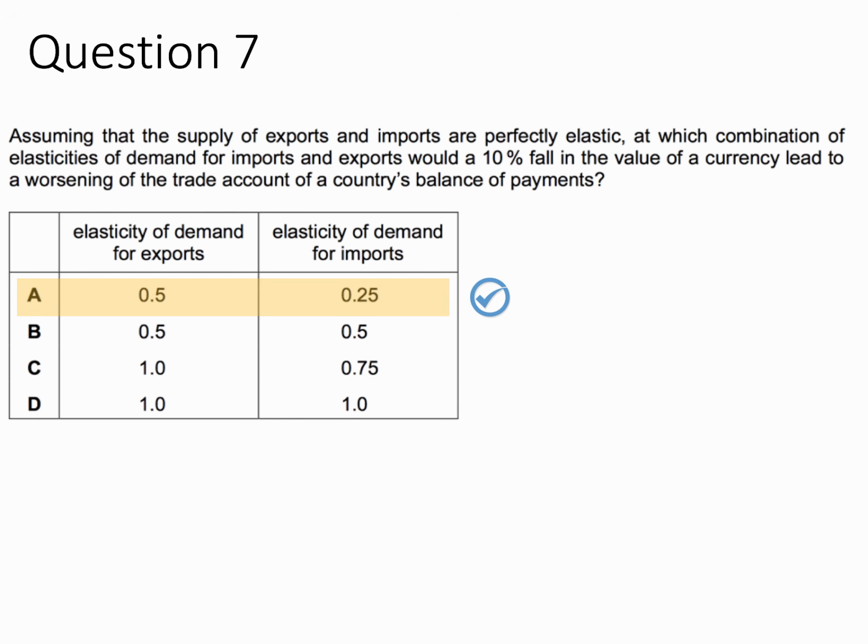This is about something called the Marshall-Lerner condition. And the condition is that a depreciation of the exchange rate will improve the trade balance if the sum of the elasticity of demand for exports and for imports is greater than 1. And of course, or equal to 1. And this A is the only option where the sum is less than 1. It's 0.75. So actually a depreciation, other things being the same, would cause the balance of payments to worsen, partly because we're going to spend a lot more on imports because the elasticity of demand is pretty low. So we're going to buy the same quantity of imports but have to pay more.